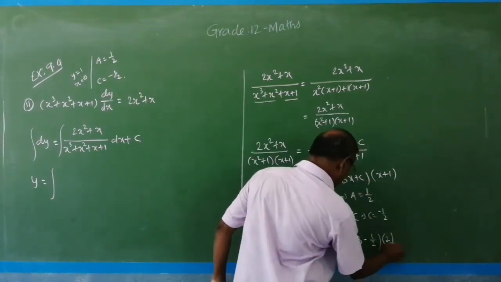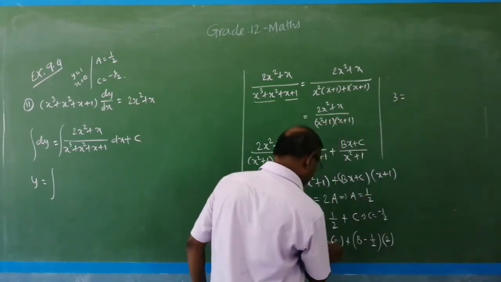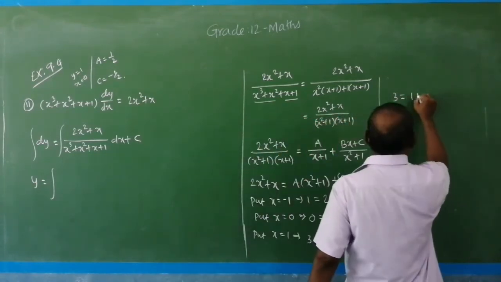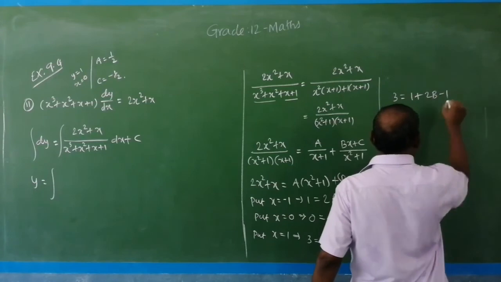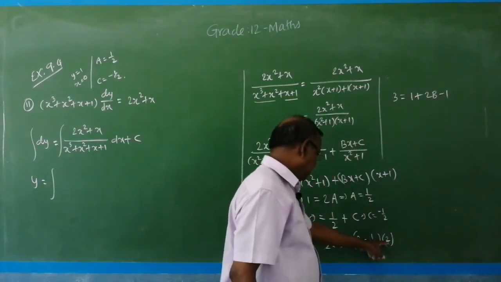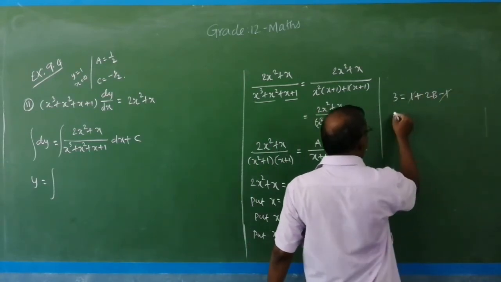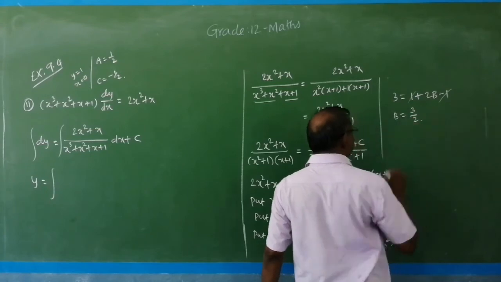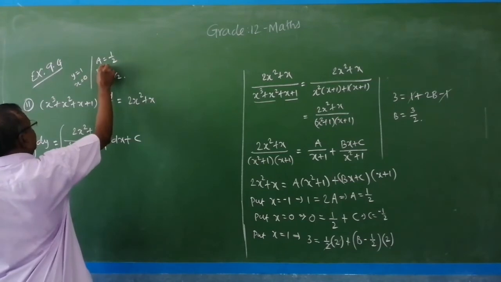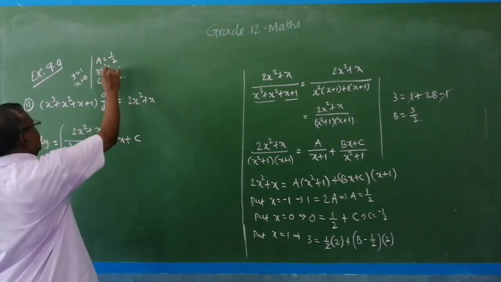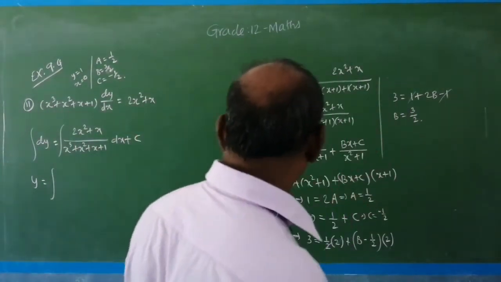That equals 2. Here 3 equals 1 by 2, the 2 cancels, so 1 plus 2b minus 1, this is 2b minus 1. Multiplying by 2, we have 2b minus 1 by 2 into 2 minus 1, so plus 1 minus 1 cancel and b equals 3 by 2. So let me rub this part and we can use this.